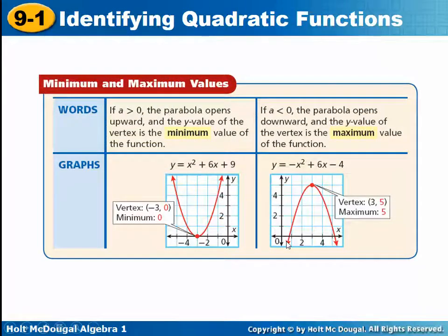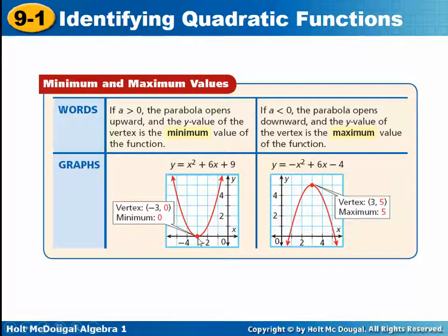Here's a couple examples of what that could look like. Here we have a parabola that opens upward. It would have a minimum. Its vertex is that point where it turns and then starts going up. So it's going down, stops, turns, goes up. The vertex on this one is at -3, 0.